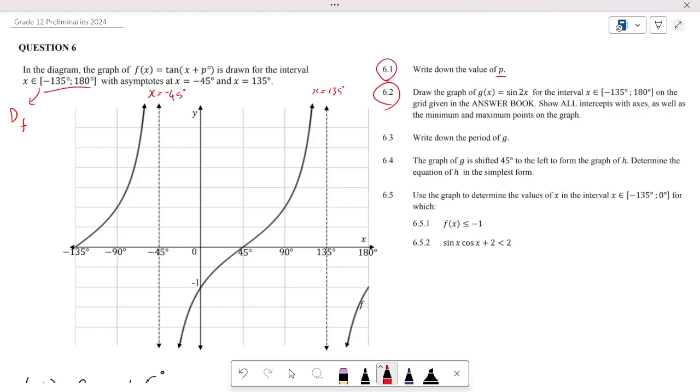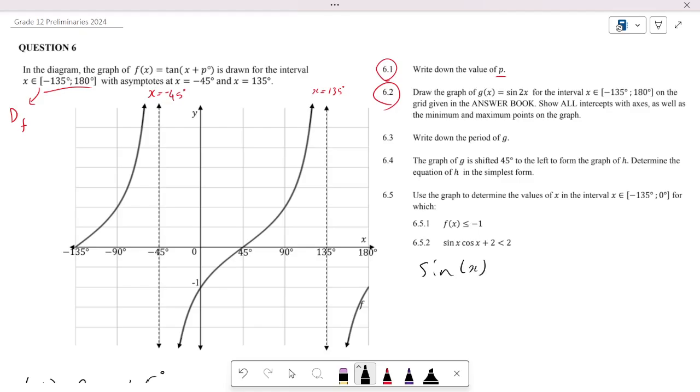So essentially, I'm going to draw it on here, right? I'm going to draw it all on this graph here that we have. So show all intercepts with axes, as well as the minimum and maximum points on the graph. Okay, that's perfect. So what I'm going to be doing here, right, is, so it's a double angle of sine, but let's not focus on the double angle right now. What I want you to focus on is the following over here, right?